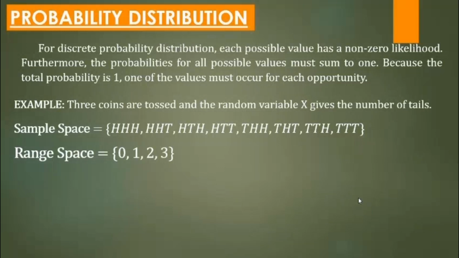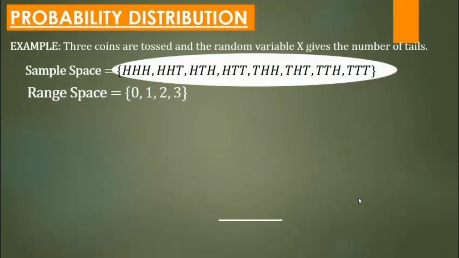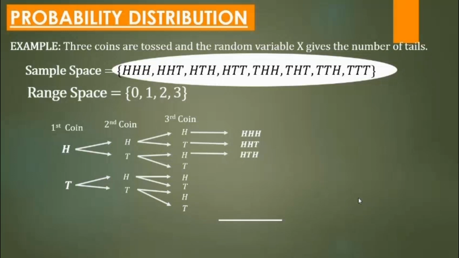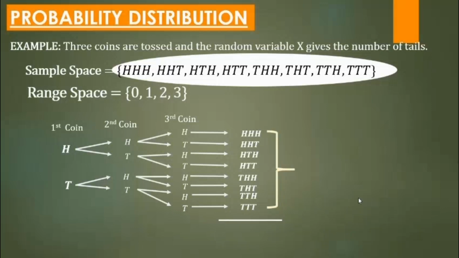We use a tree diagram to list all the possible outcomes. So for the first coin, we have head, tail. For the second coin, it is head, tail, head, tail. Then for the third coin, it is head, tail, head, tail, head, tail, and then head, tail. So that is why we can come up with the 8 outcomes, which are head head head, head head tail, head tail head, head tail tail, tail head head, tail head tail, tail tail head, and tail tail tail. So that is why we come up with the sample space having 8 possible outcomes.